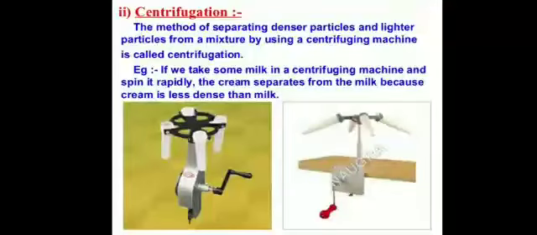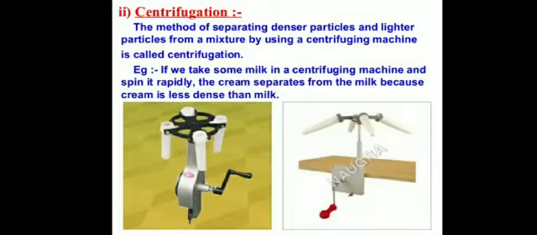Good morning everyone. Today we will discuss the second special technique that is used to separate components of a mixture, and that is centrifugation. Dear student, you have seen at your home that your mother takes out ghee from fermented milk by using a churner. Is it?